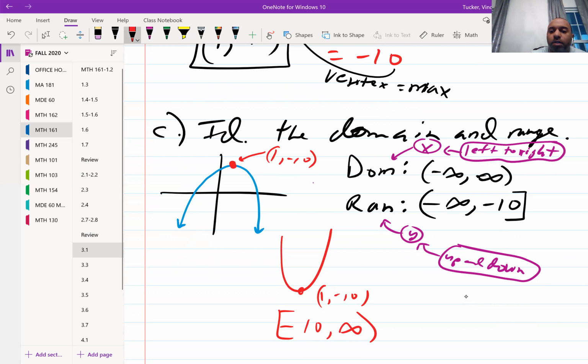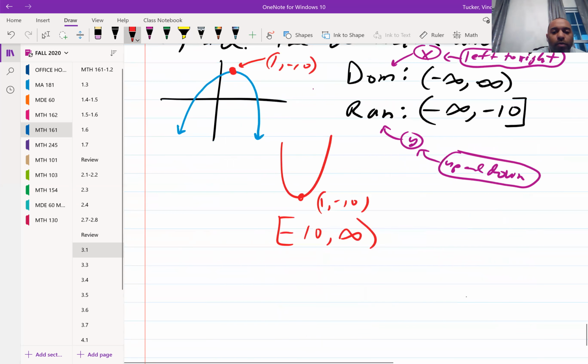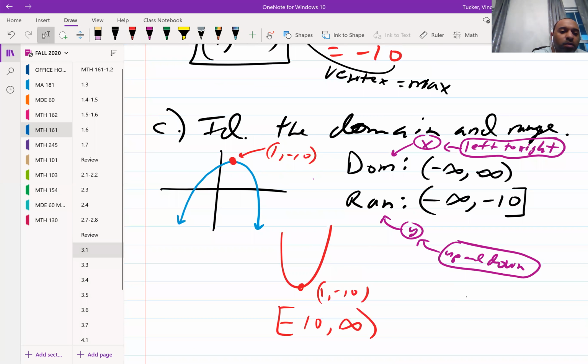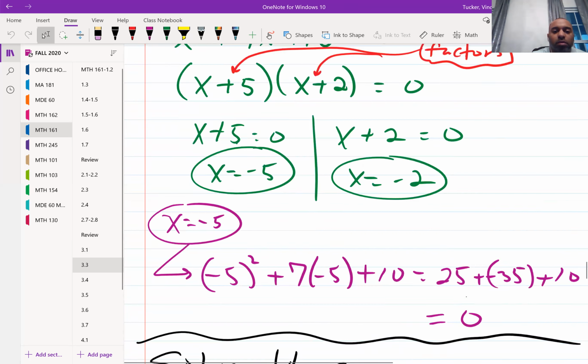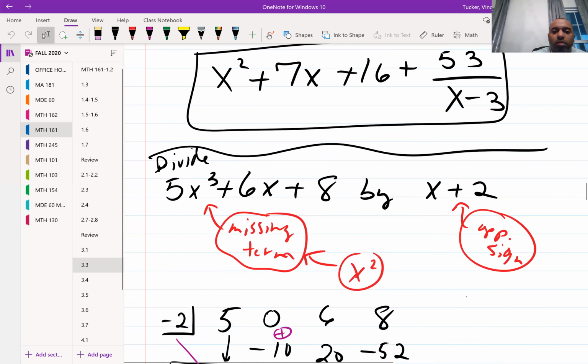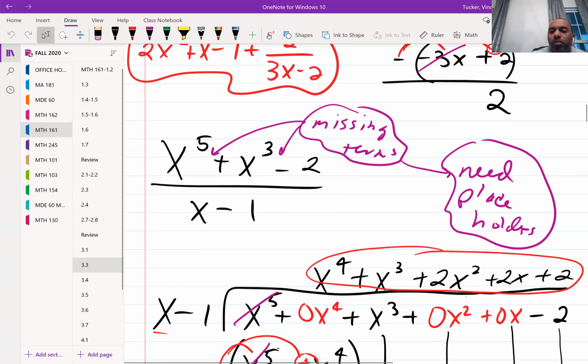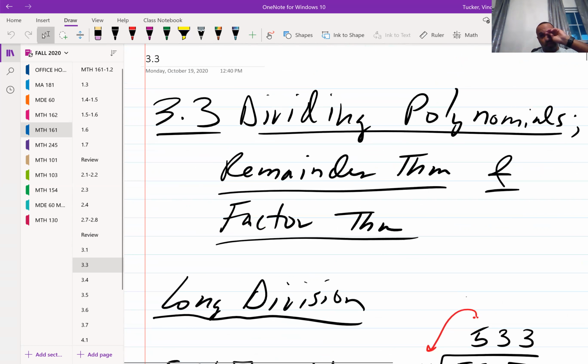So let's see, that's it for 3-1. The next section we'll get into is 3-3. If we have time, we'll double back to 3-2, but I know I want to go to 3-3. Let me check out something real quick.